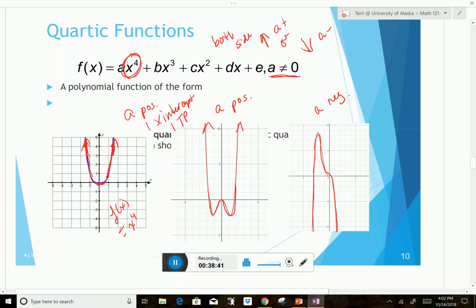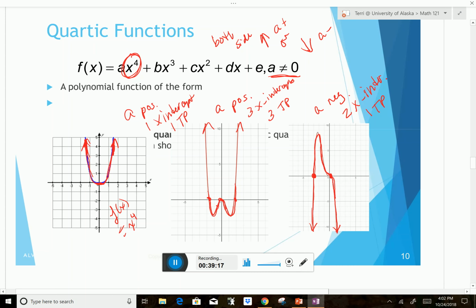Here, A is positive, we have 1, 2, 3 x-intercepts, and we turn around once, twice, 3 times. 3 turning points. And on this one, A is negative because our end behavior is downward. And we cross the axis twice, so 2 x-intercepts. And we have 1 turning point.